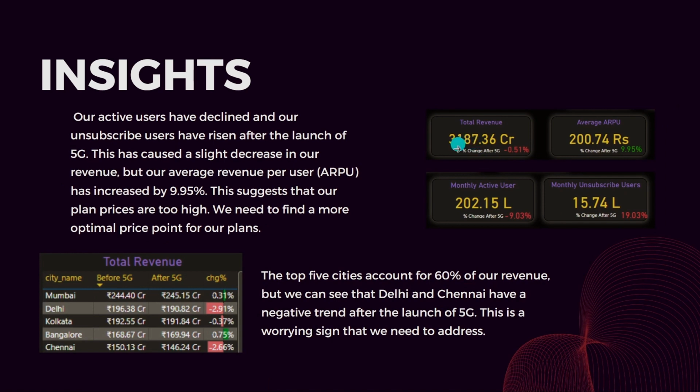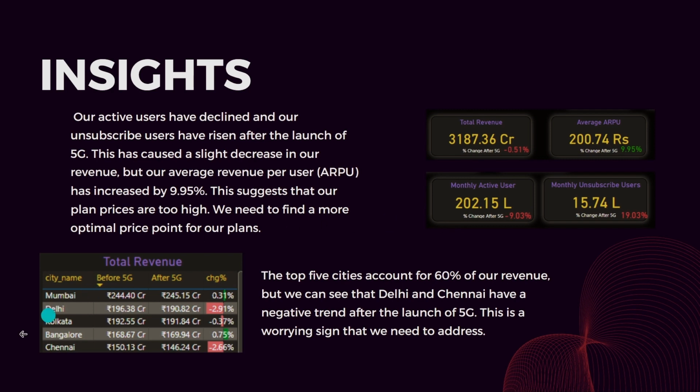If we go to the next slide, here we see the KPIs, and if we take a close look we can see that the total revenue has slightly decreased after the 5G launch, but our average ARPU, which is the average revenue per user, has increased by 9%, and our monthly active users have decreased by 9%, and our unsubscribed users have increased by 19%. We can conclude that because our average revenue per user has increased, our active users have decreased and unsubscribers have also increased.